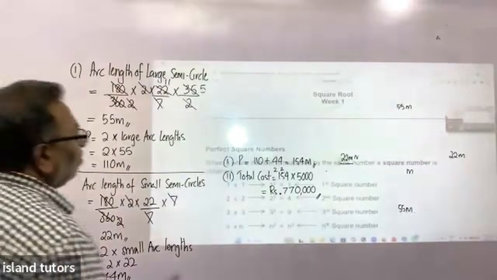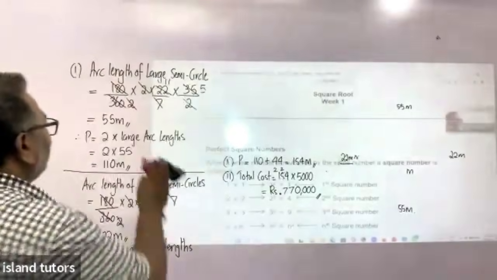Okay, guys, square roots. Go to the next part, next lesson. Square roots.